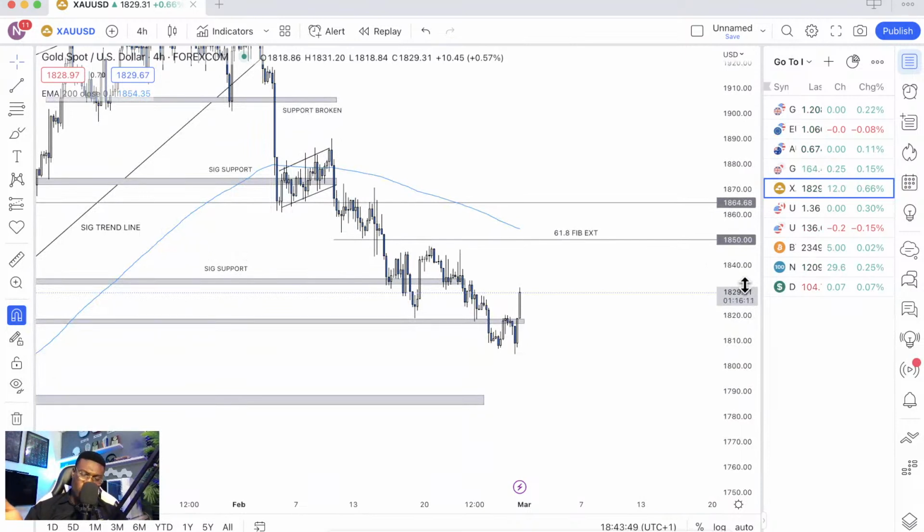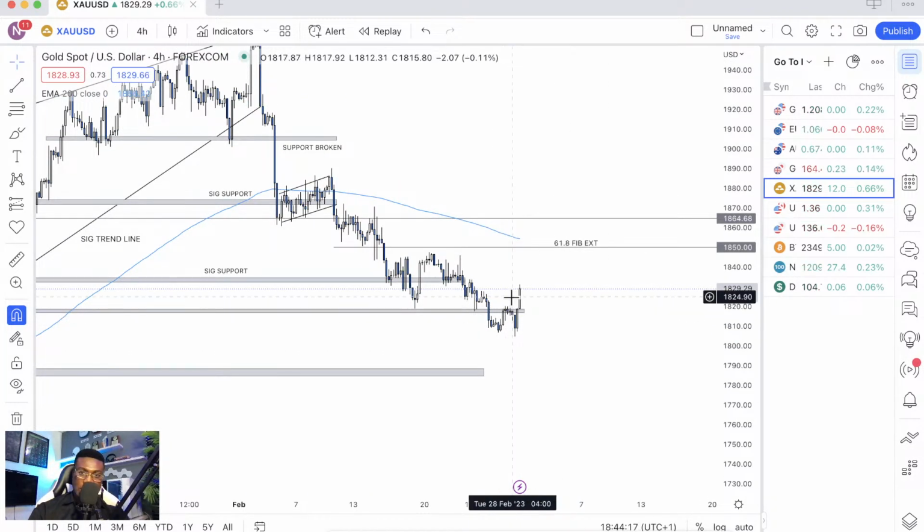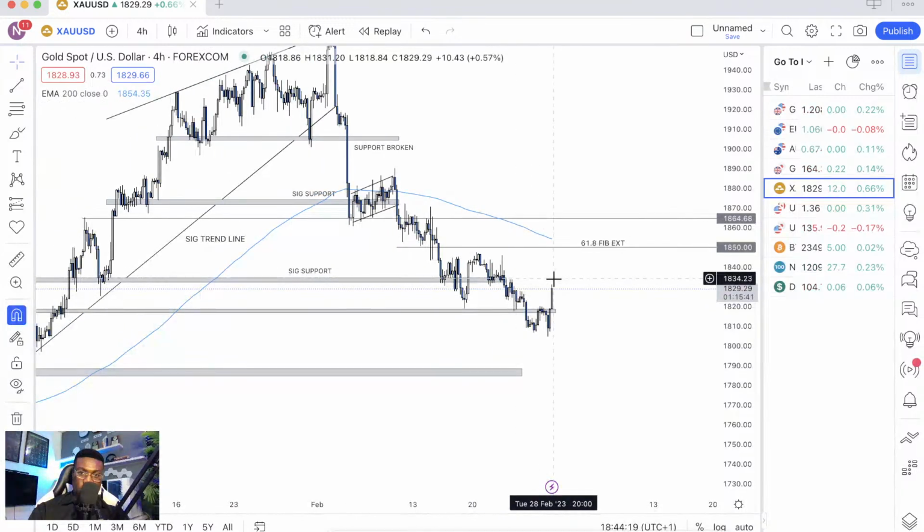I remember last week we also looked at possibilities of gold rejecting around the 61.8 Fibonacci extension. I think we drew it from here, and it did that. Currently, it even broke below our targets. Our targets were 1820 thereabouts, and it broke below it. This is reacting to the news release that was at 4 p.m., and that's what it has reacted to.